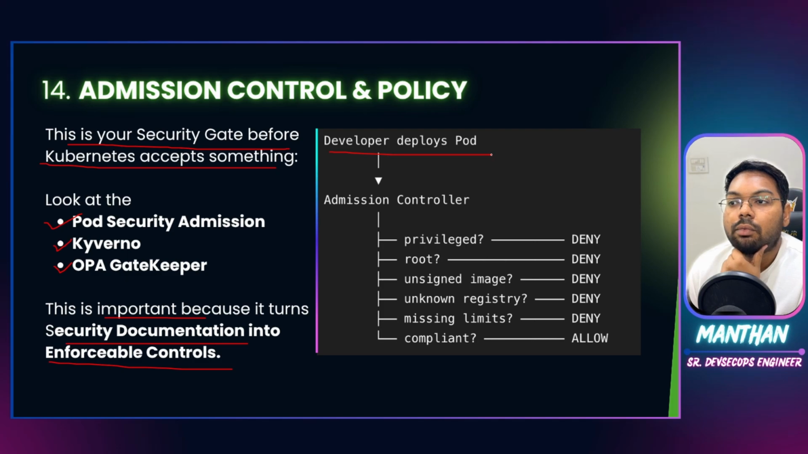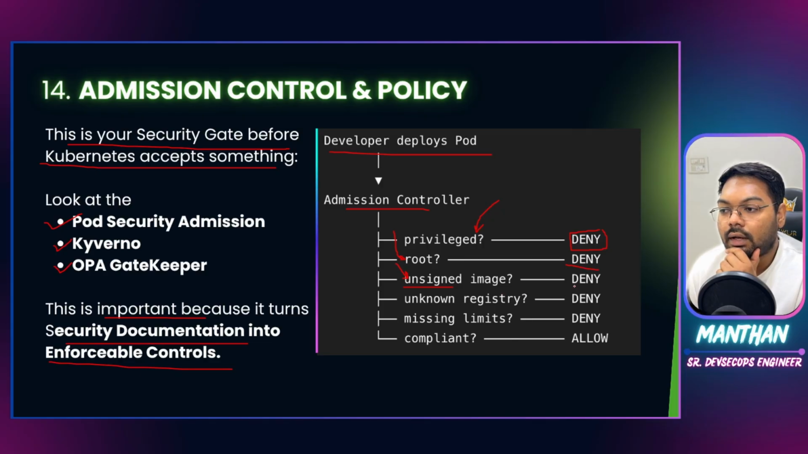So then a developer deploys a pod, and then admission controls check whether the pod is privileged. If it is privileged, then deny the pod from running. If it is running with root users or root permissions, then deny that. If it is an unsigned image, as we mentioned earlier with Sigstore or cosign, then if that is an unsigned image, deny that. If it is from an unknown registry, then again deny. These are the different admission control policies.